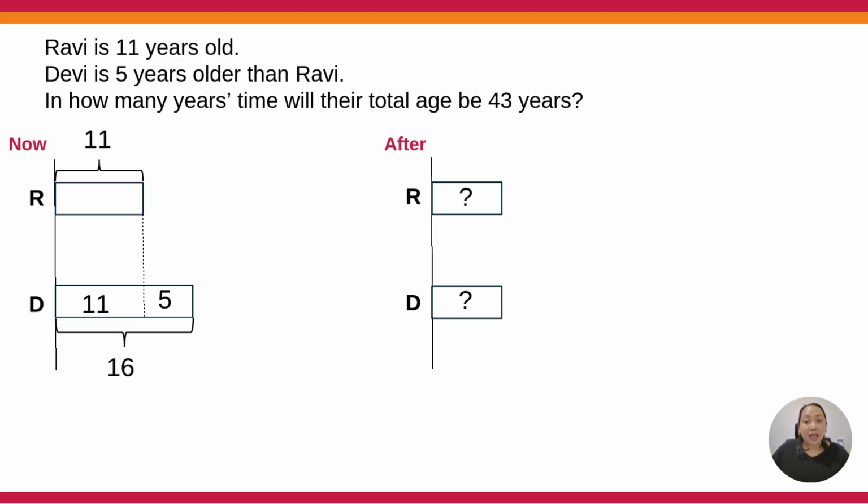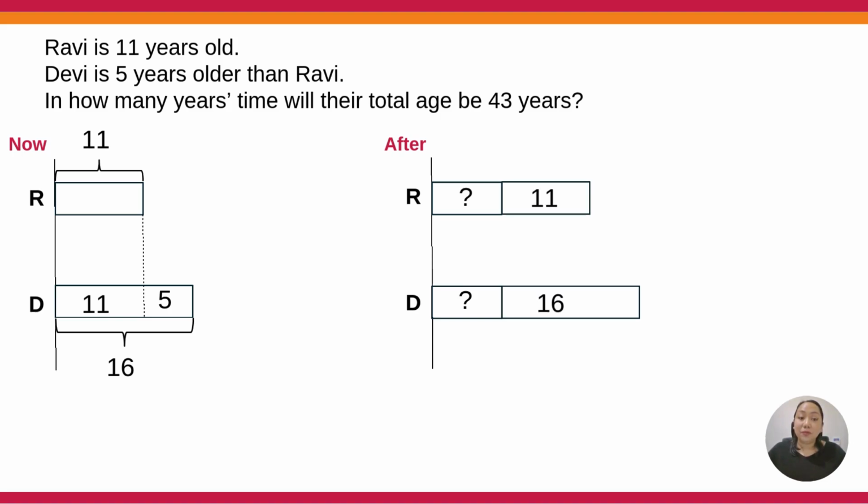The question is, in how many years' time will their total age be 43 years? Let's first represent the unknown here in the problem, which is the number of years that have passed. So we're going to draw two equal bars there for Ravi and Devi and mark them question mark. But we're not finished yet.